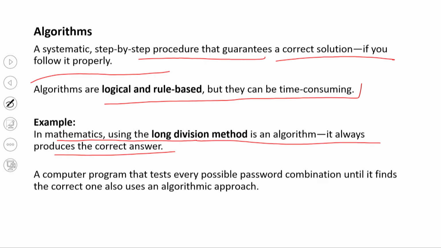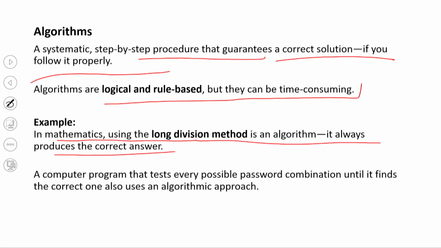So in mathematics, we use different types of processes to solve a mathematical problem. The process is very clearly defined. If you follow that process, the correct solution will come. There is no doubt about it. But if you miss some steps, you will not end up in the right solution.